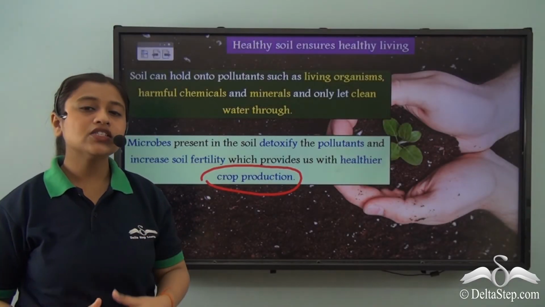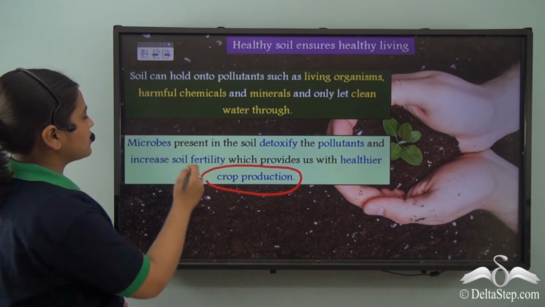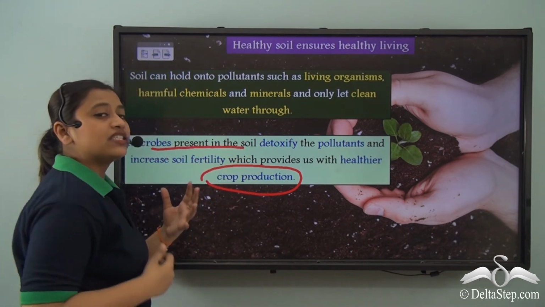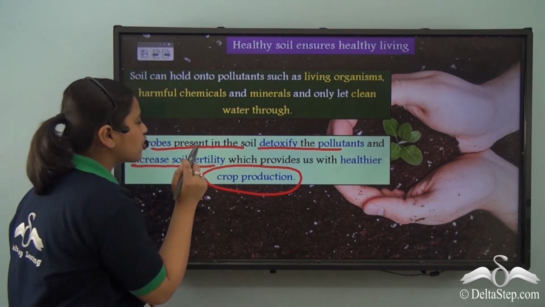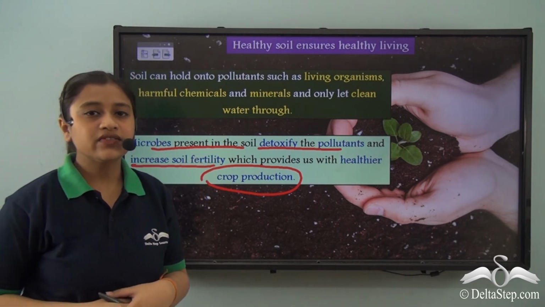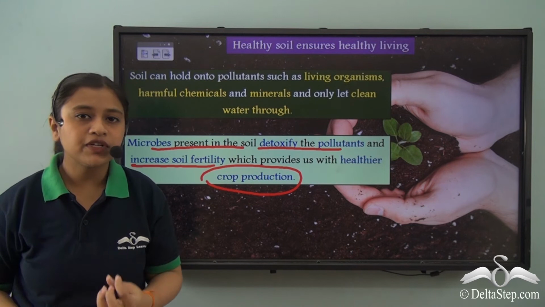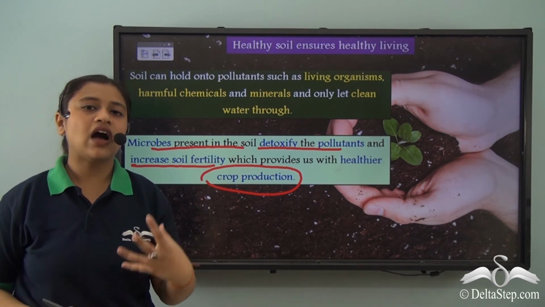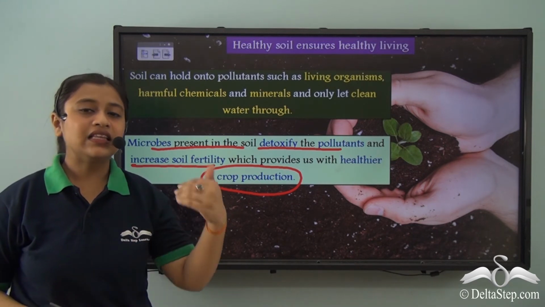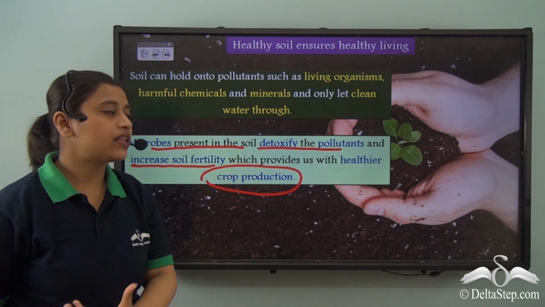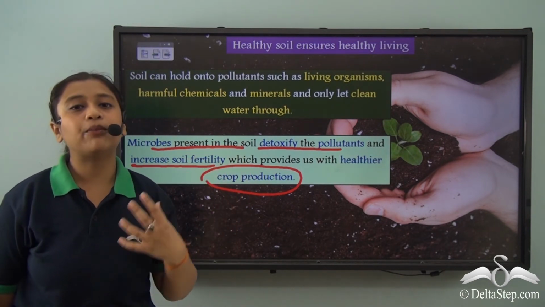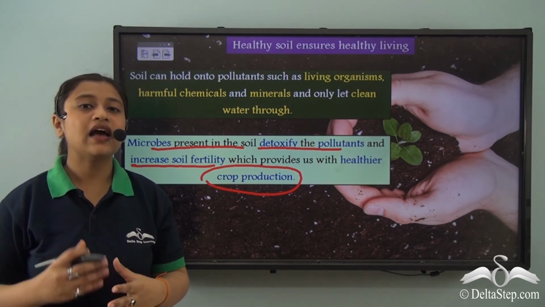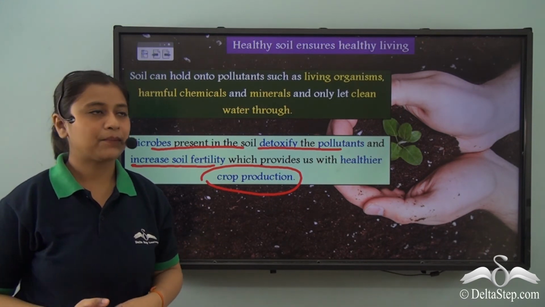So it is important to monitor these microorganisms present in the soil, which detoxify the pollutants and increase the soil fertility. So as we learned that soil holds on to the pollutants and the different kinds of harmful chemicals, well, these are detoxified with the help of these microorganisms. Therefore, they play a very important role in keeping the soil fertile and healthy.